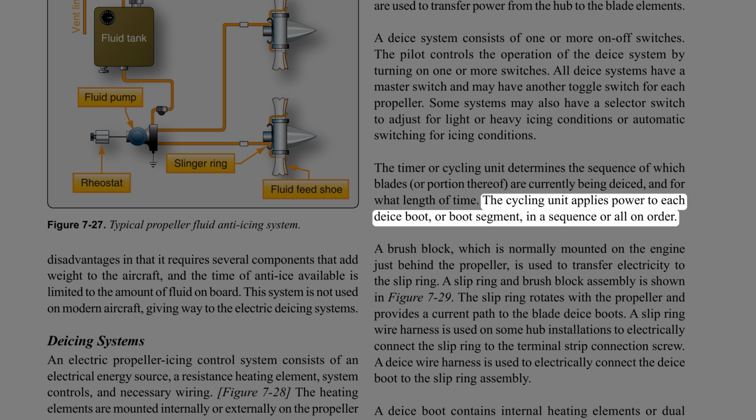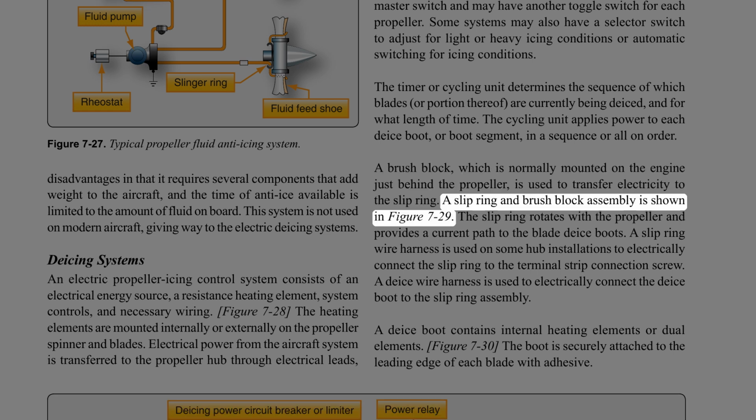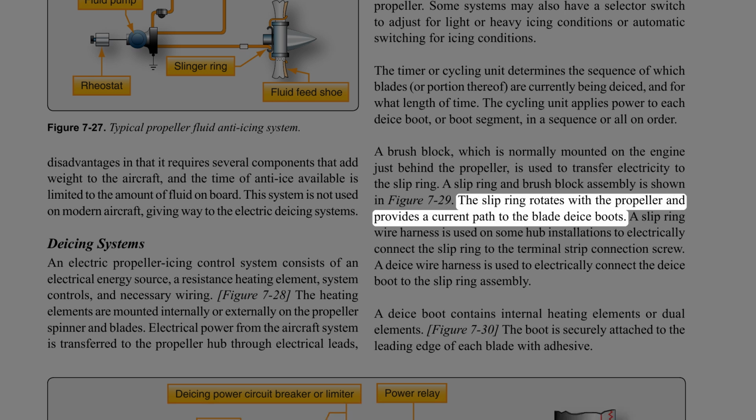The cycling unit applies power to each de-ice boot, or boot segment, in a sequence or all on order. A brush block, which is normally mounted on the engine just behind the propeller, is used to transfer electricity to the slip ring. A slip ring and brush block assembly is shown in Figure 7-29. The slip ring rotates with the propeller and provides a current path to the blade de-ice boots.